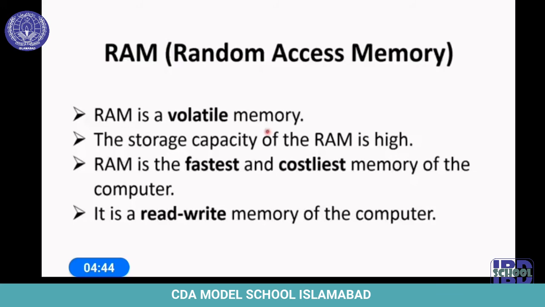The storage capacity of RAM is high. It only stores data which has to be currently processed. RAM is the fastest and costliest memory of the computer. Because of its speed, it is very expensive. It is a read-write memory of computer, which means the processor can read the instructions from the RAM and write the result to the RAM. That's how data can be modified in RAM.